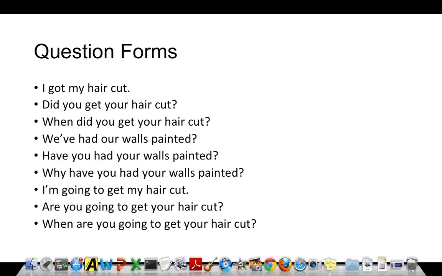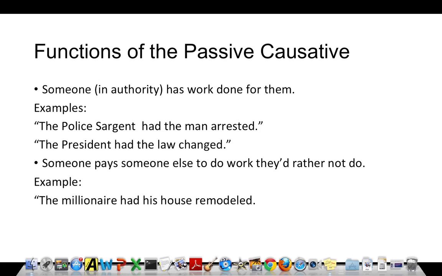Okay, and we can have many different tenses with the passive causative. We can use it in future constructions. For example, I'm going to get my hair cut. That would be the future with be going to. You can make this into a yes or no question by adding the auxiliary are at the beginning. Are you going to get your hair cut? And then just add a WH out front. When are you going to get your hair cut? Okay, easy enough.